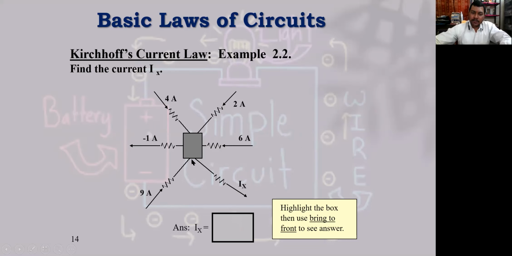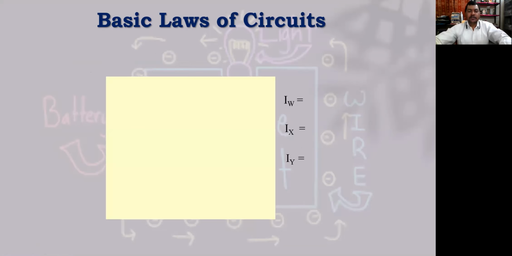Now, what would be the current which should come out of this node and which can be named as IX, right? So what should be that current? That is to be calculated.